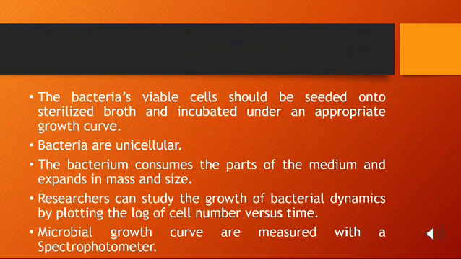The bacteria or viable cells should be seeded onto sterilized broth and incubated under appropriate conditions to examine the bacterial population growth curve in microbiology. Bacteria are unicellular organisms with only one cell. The bacteria consume part of the medium and expand in mass and size. The bacterium is said to be actively growing in microbiology.